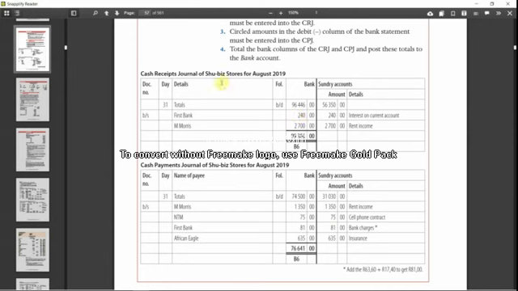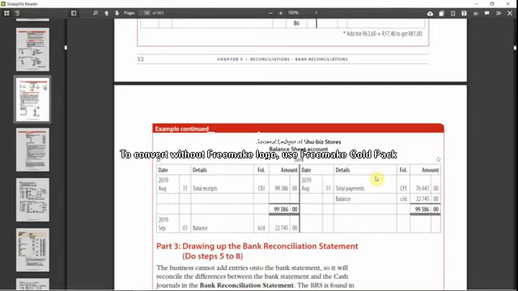So here is our cash receipts journal. We already have our totals. We totaled up before we received the bank statement. Now we receive the bank statement, and now we still have to record that 240, because the bank statement is our source document.